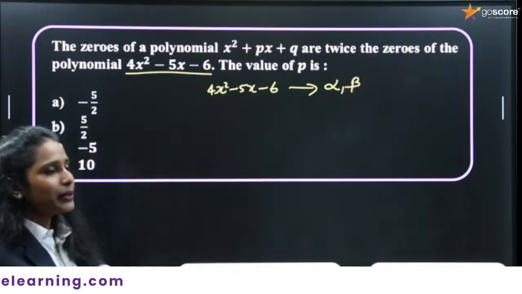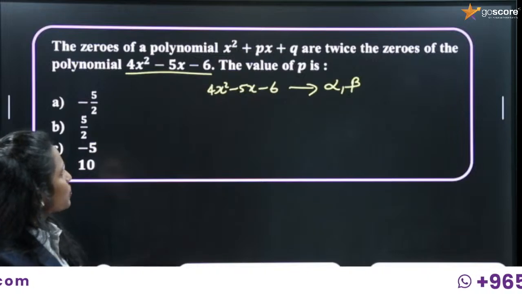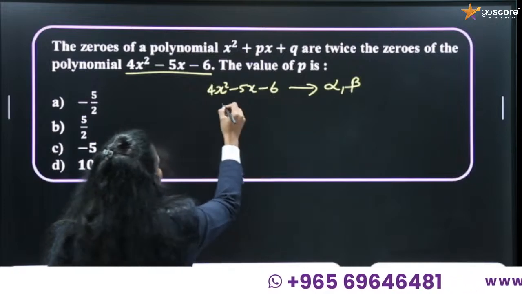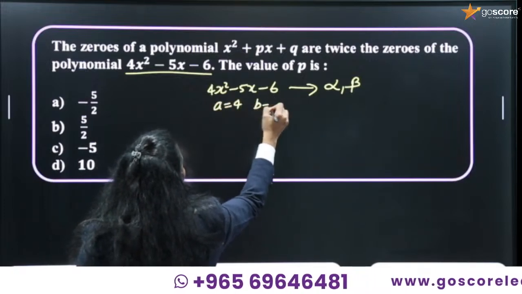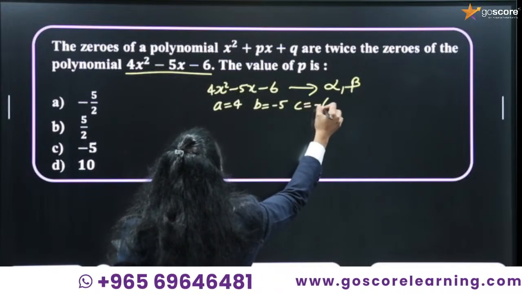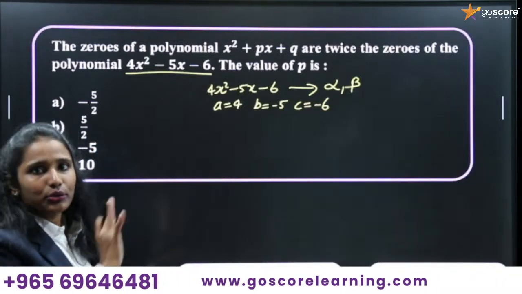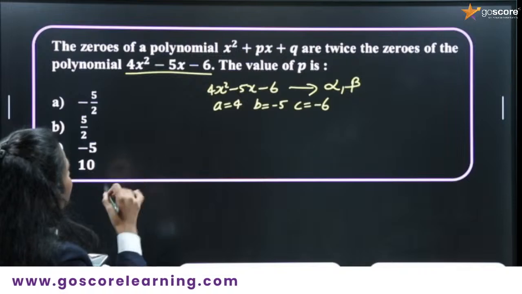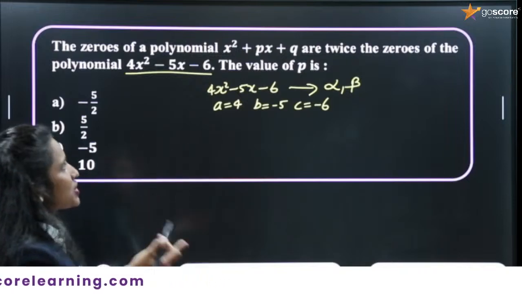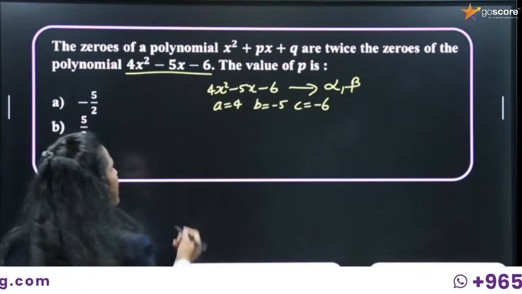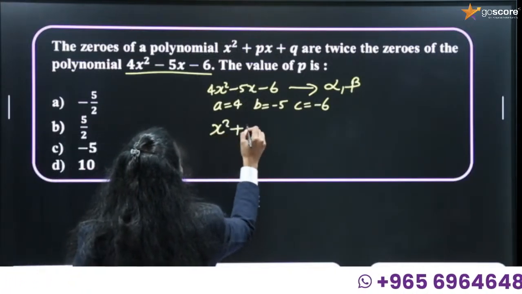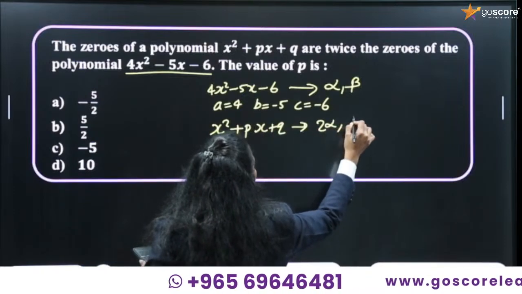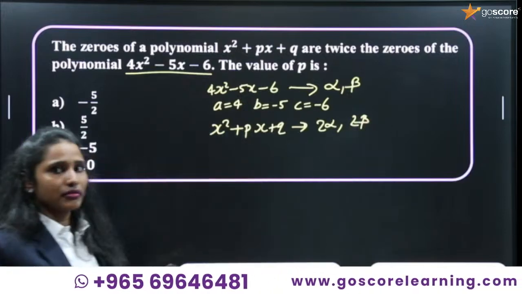Okay, alpha and beta. Now we can compare it with ax square plus bx plus c, that is a equal to 4, b equal to minus 5, c equal to minus 6. Okay. Now you know how to compare and find the values of a, b and c. Now the question is, for the next polynomial x square plus px plus q, the zeros are twice. That means the zeros of x square plus px plus q are twice, means 2 alpha and 2 beta. 2 alpha and 2 beta.